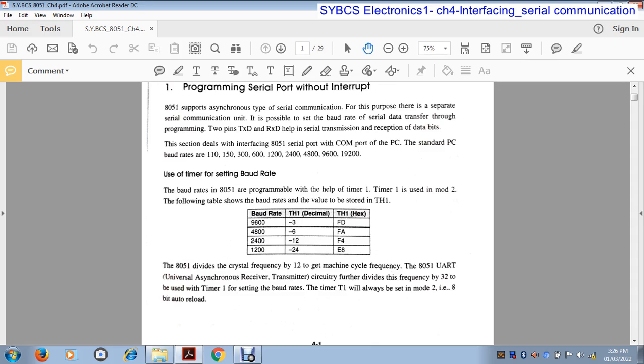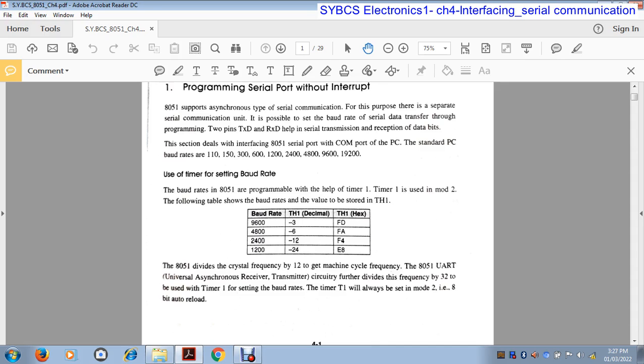There are two timers, timer 0 and timer 1, in the 8051, and only timer 1 is used for serial communication purposes. The function of timer 1 in serial communication is to set the baud rate. Timer 1 is used in mode 2. The following table shows the baud rate and the value to be stored in TH1.